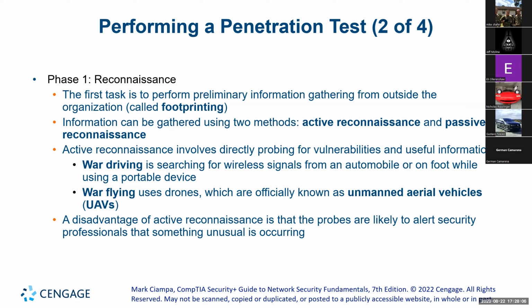So like it says there, war driving is an example of active reconnaissance. This is searching for wireless signals from automobiles or on foot while using a portable device. There's what's called war flying. This uses drones, which are officially known as unmanned aerial vehicles or UAVs. Disadvantage of active reconnaissance is that the probes are likely to alert security professionals that something unusual is occurring. The more passive reconnaissance that you can do, the better.